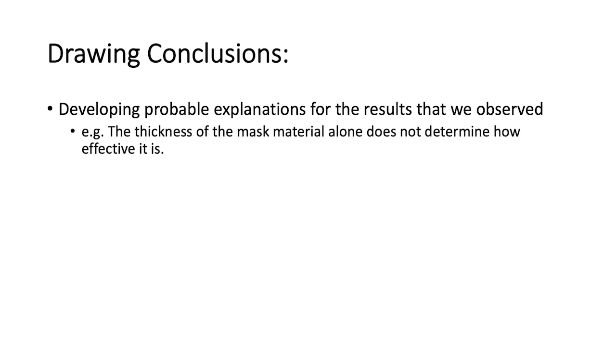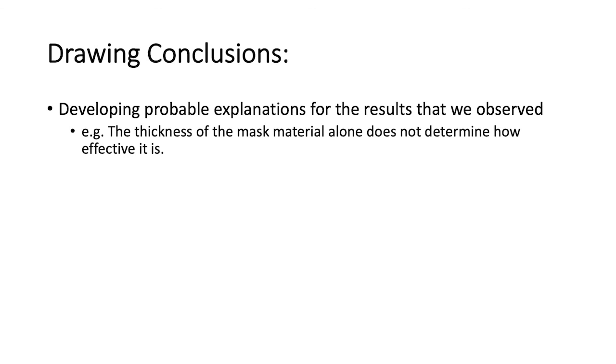So now that we have analyzed our data, we can draw conclusions. And drawing conclusions involves developing probable explanations for the results that we observed. Basically, we have this data. What does that data tell us? What does it mean? In our case, in that graph we just looked at, I might say, well, it looks like the thickness of the fabric may have some relationship with how effective the fabric is at blocking the virus, but it is not the only thing that explains how effective the material is.